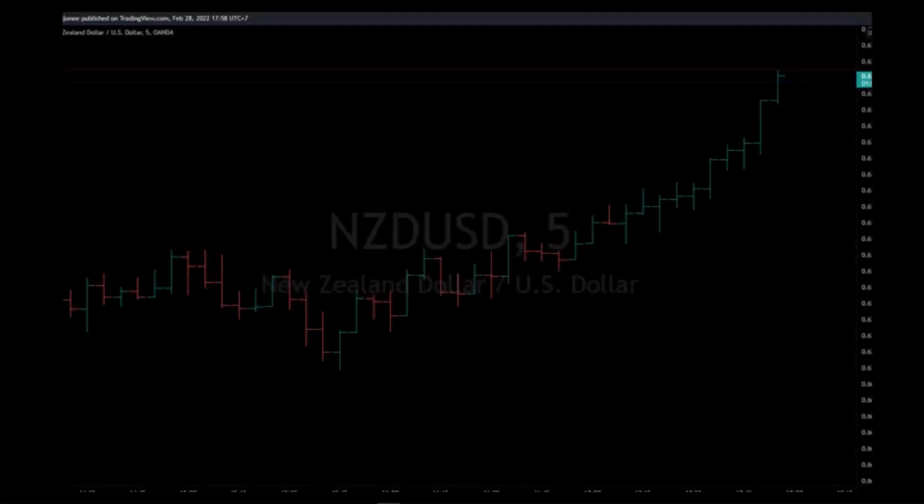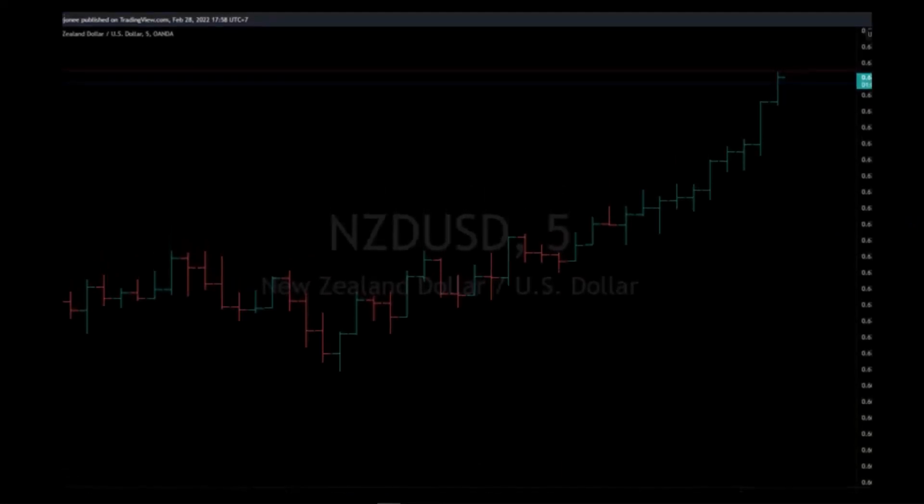OHLC charts can be applied to any time frame. If applied to a 5-minute chart, it will show the open, high, low, and close price for each 5-minute period. If applied to a daily chart, it will show the open, high, low, and close price for each day.